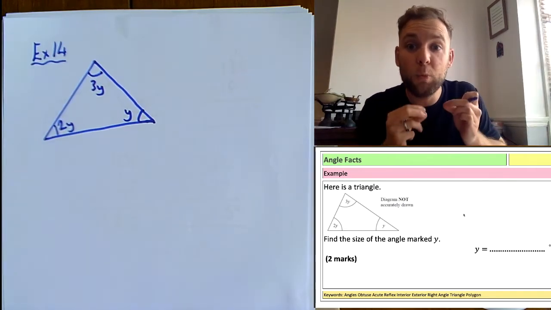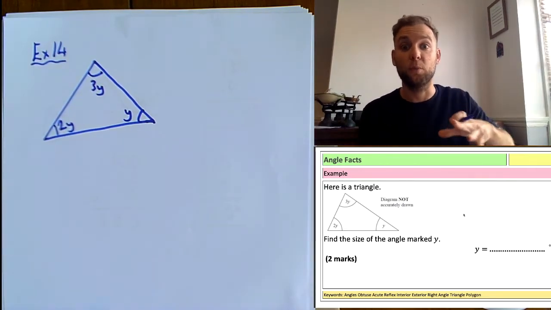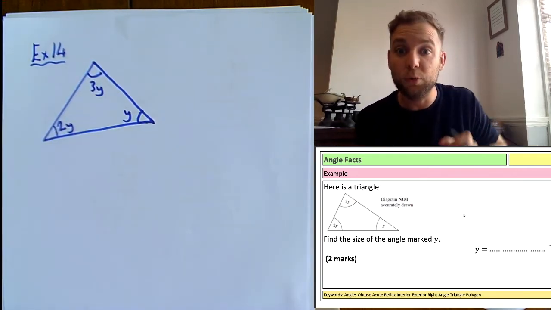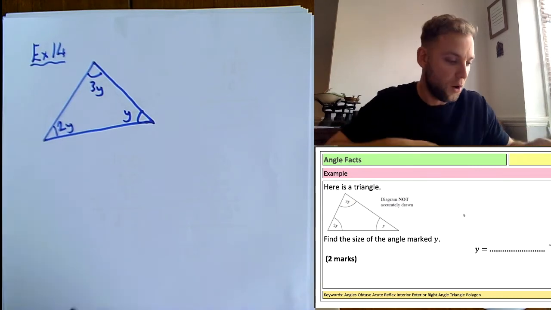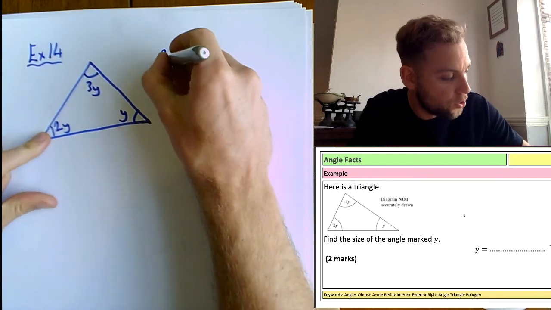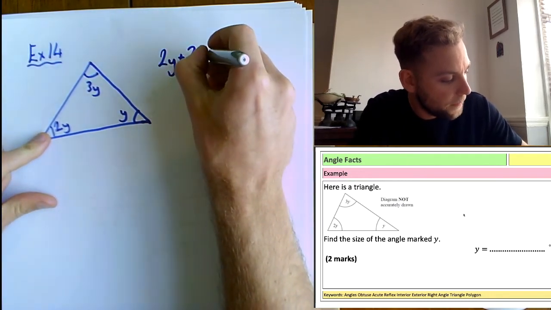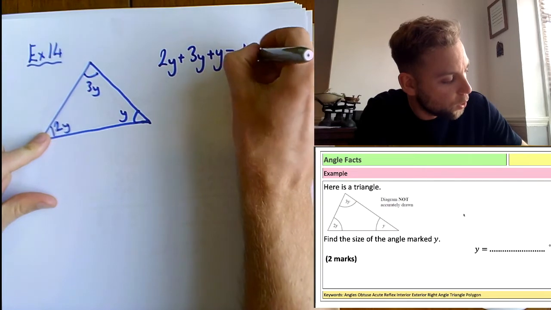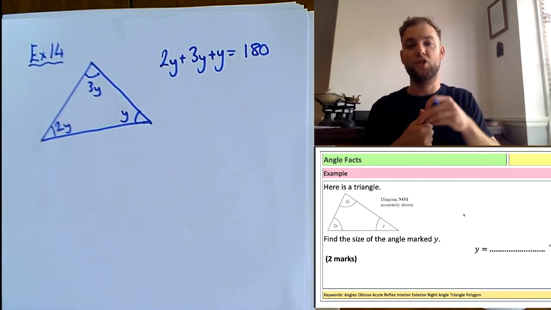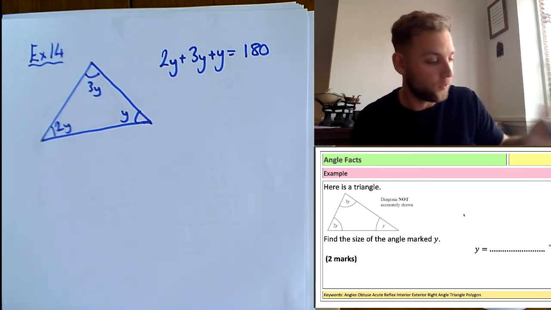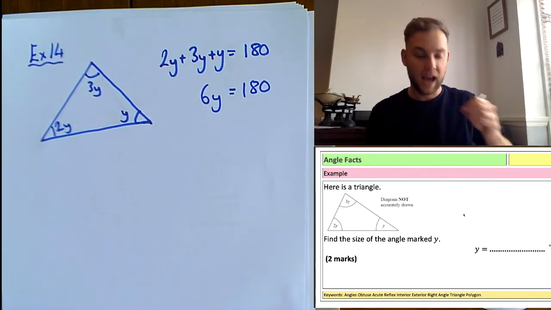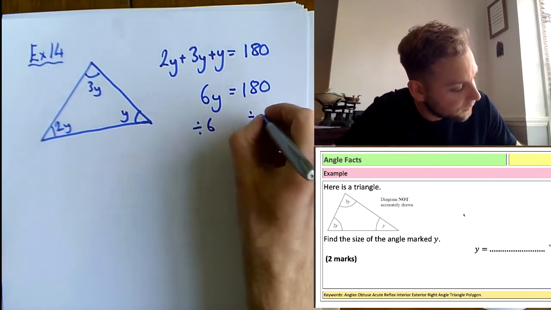Now remember that the angles in a triangle sum to 180. So I can say that 2y plus 3y plus y is equal to 180. And then I can simplify this side. So 2y plus 3y is 5y, plus another y is 6y, is equal to 180. And then to finish this off, I'm going to divide by 6 and divide by 6.